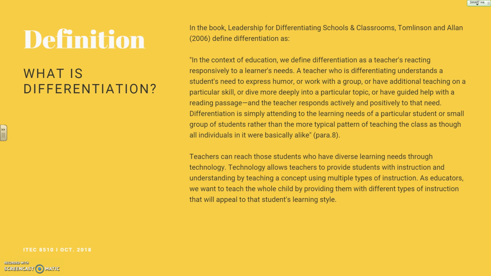And usually we want to try and provide those students with multiple types of instruction. As educators, we want to teach the whole child by providing them with different types of instruction that will appeal to that student's learning style. This relates a lot back to Bloom's taxonomy and how we look at the different levels of learners, but we also look at Gardner's theories of intelligence, and we can understand that students always learn in a different way. So differentiation is important because not all students learn the same way, and we have to be able to provide for every student's need in the classroom.